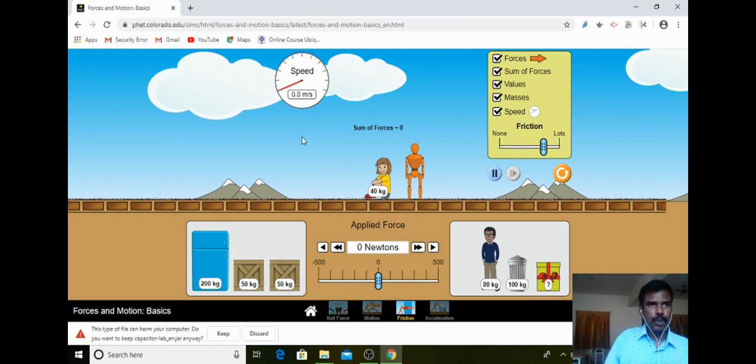So I hope you have gained a little bit of knowledge about the interactive simulation and collaborative e-content creation by using H5P and Padlet and PhET. So teachers, explore these 3 websites and enhance your e-content creation and use it for your teaching learning activity.